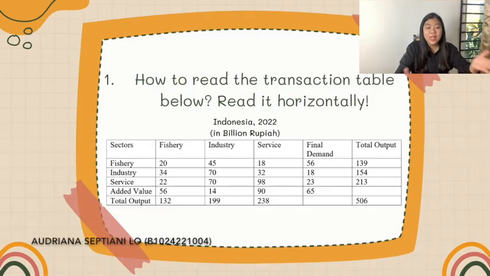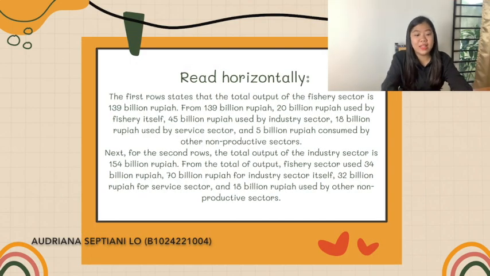How to read the table? The table is read horizontally. If the table is read horizontally, we need to read it from the left side to the right side. The first row states that the total output of the fishery sector is 139 billion rupiah. From the 139 billion rupiah, 20 billion rupiah is used by the fishery sector itself, 45 billion rupiah by the industry sector, 18 billion rupiah by the service sector, and 5 billion rupiah is consumed by the other non-productive sector.